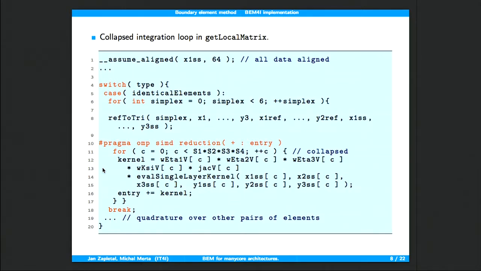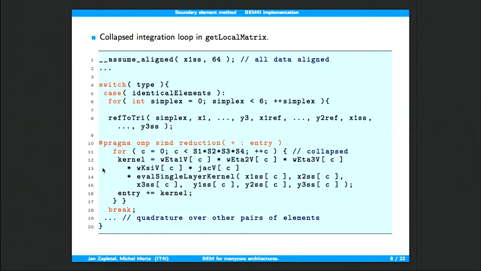As I said, all the data is properly aligned. So this is, for example, the first coordinates of all quadrature nodes. In other words, the structure of arrays format. You have to switch what kind of elements you are treating. This is the case for the identical elements. For this case, there are 6 simplices that you split into.